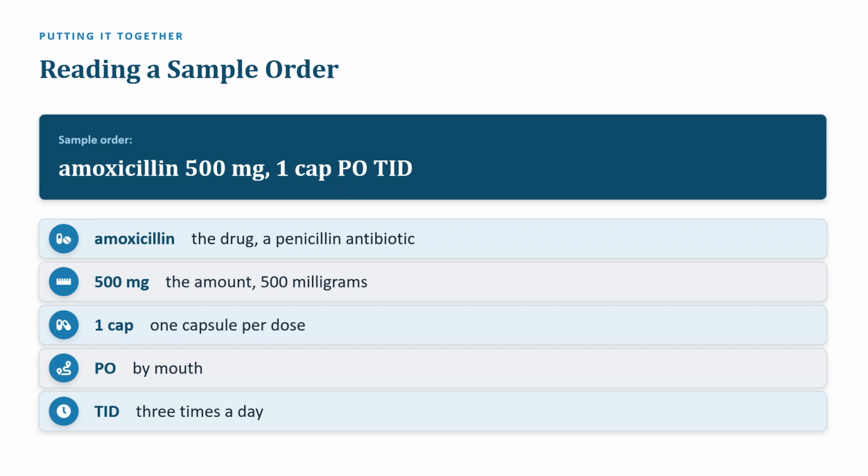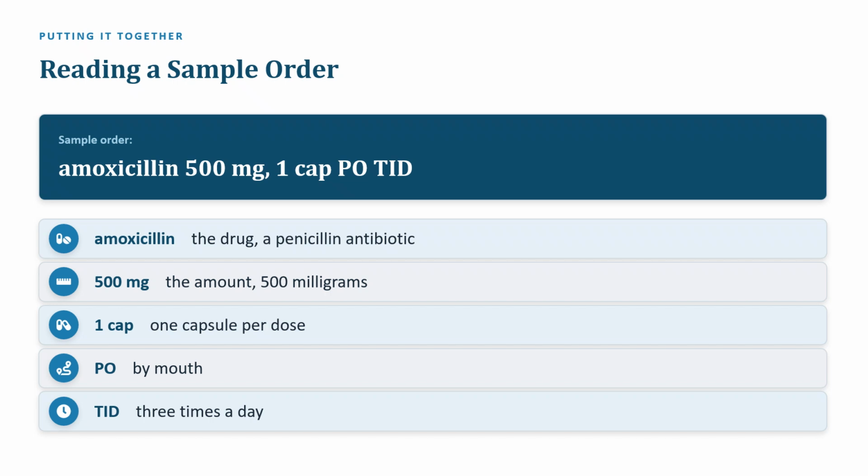Let's put everything together by reading a real style order from start to finish, the way you will do on the job. Look at the sample order in the dark box at the top. It reads amoxicillin 500 mg, 1 cap, PO, TID. At first glance, that might look like a lot of code, but you now have every tool you need to decode it, so let's break it down piece by piece, which is exactly the habit to build.